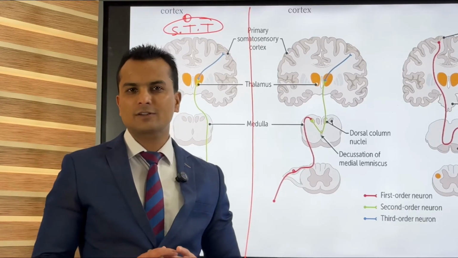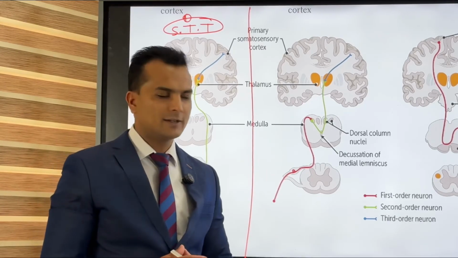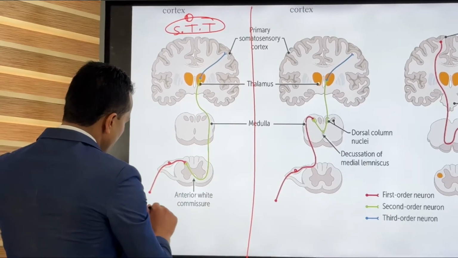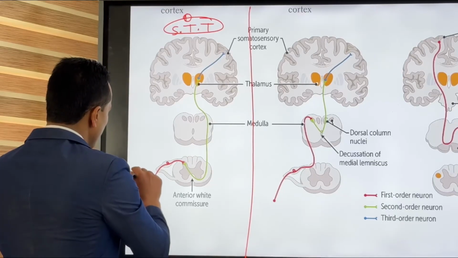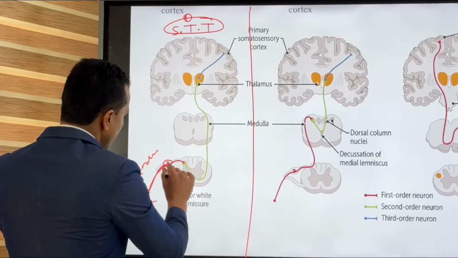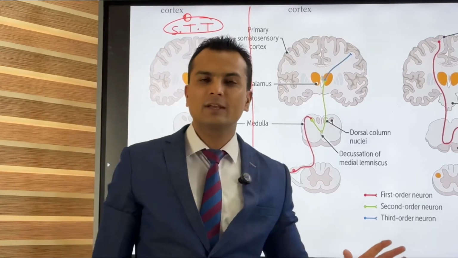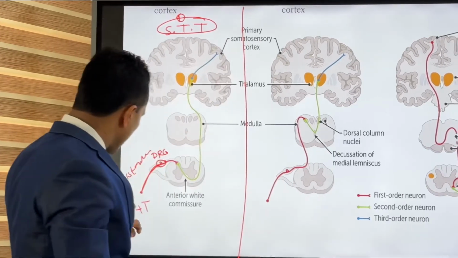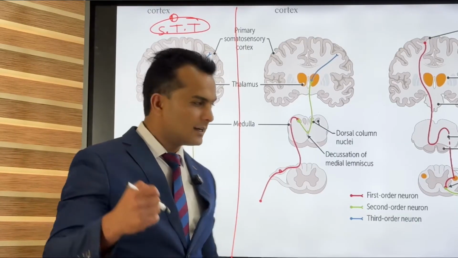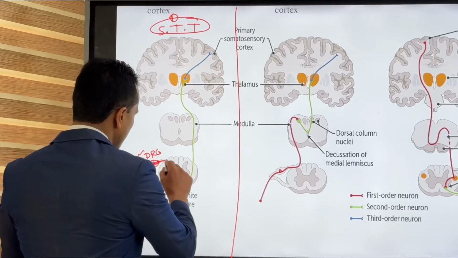So where is the first order neuron which controls your pain and temperature? Here you can see that pain and temperature pass through the first order neuron, from the sensory nerve ending into the DRG, the dorsal root ganglia, which is the sensory ganglia. So the first order neuron runs from the sensory nerve ending up to the dorsal root ganglia. This is the first order neuron.